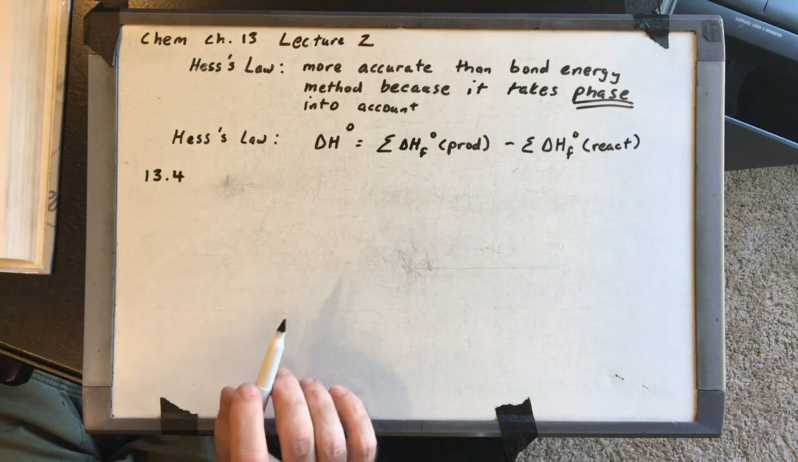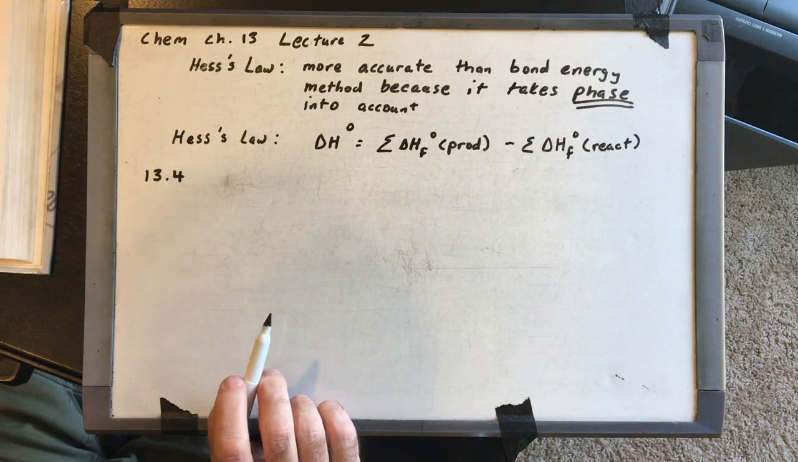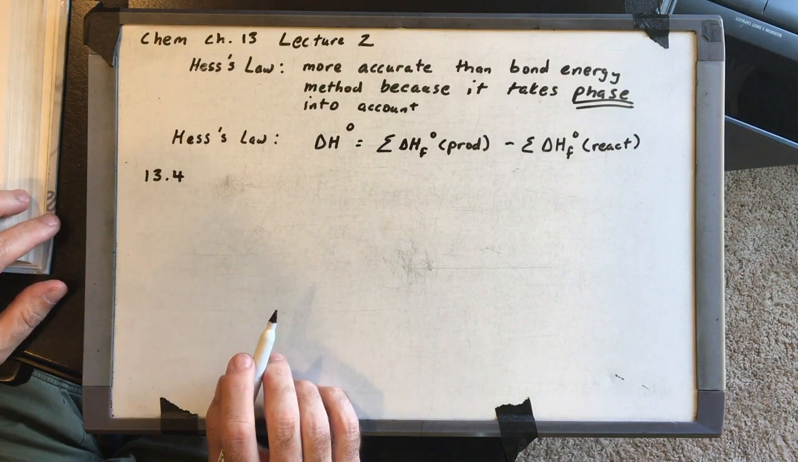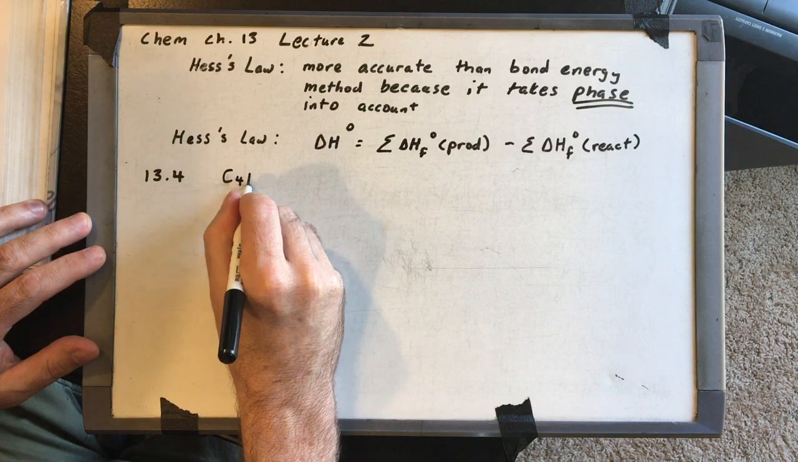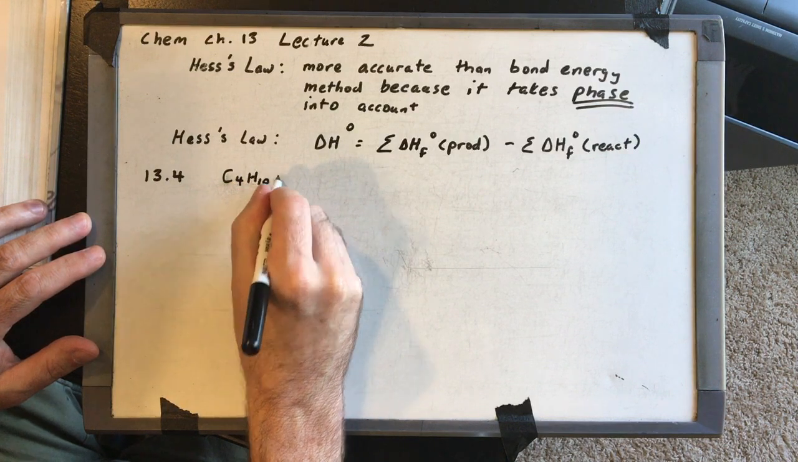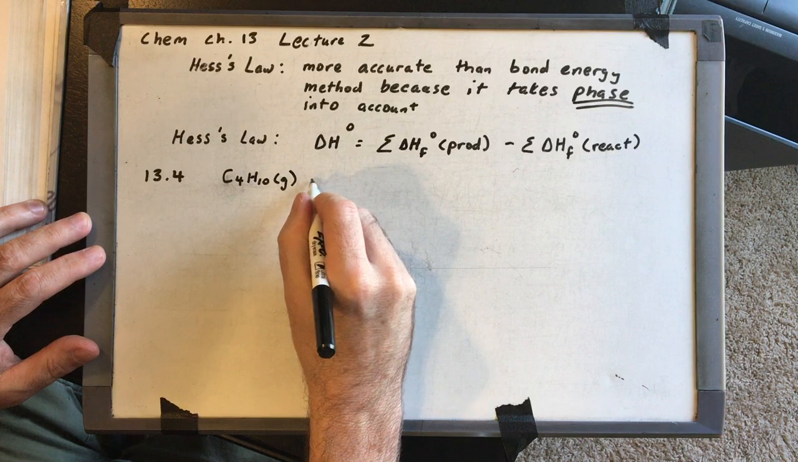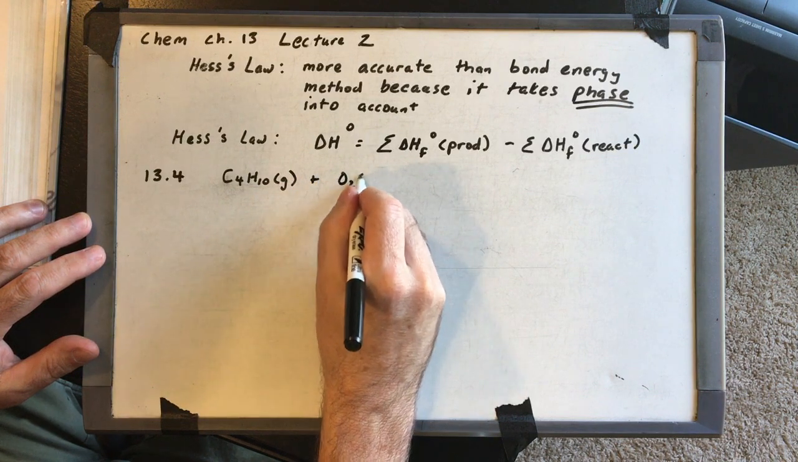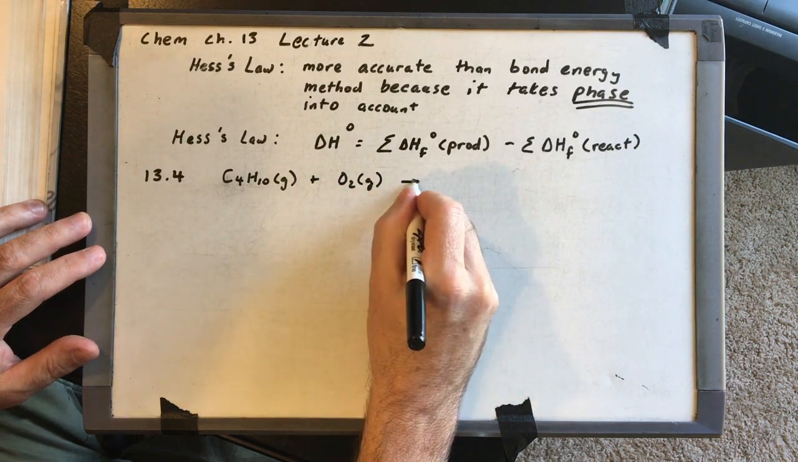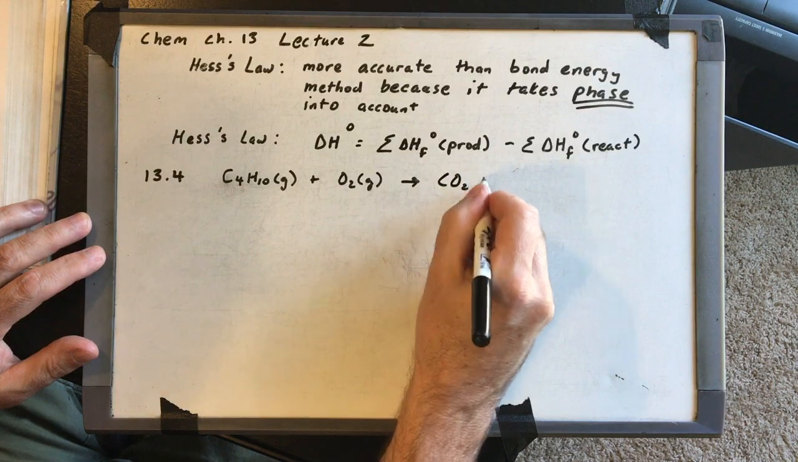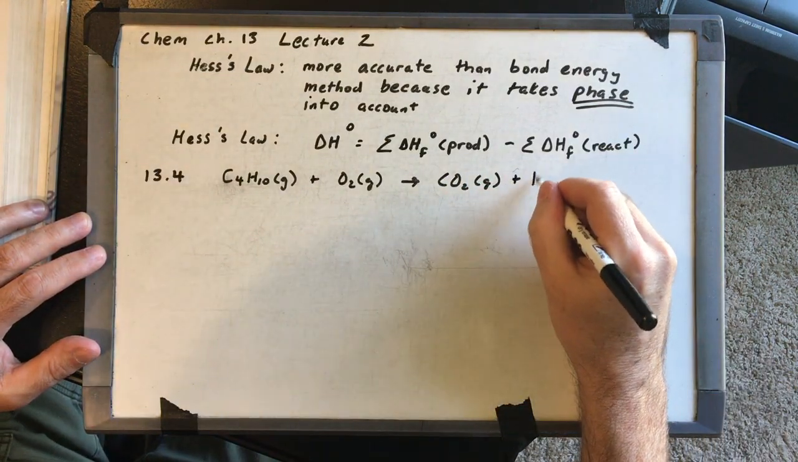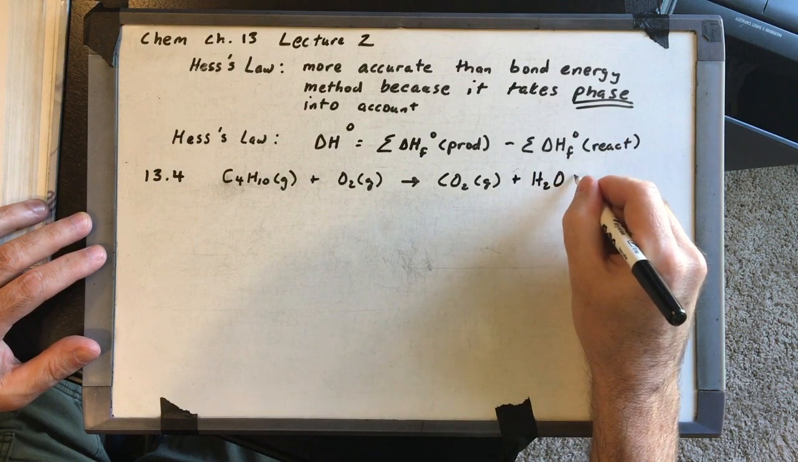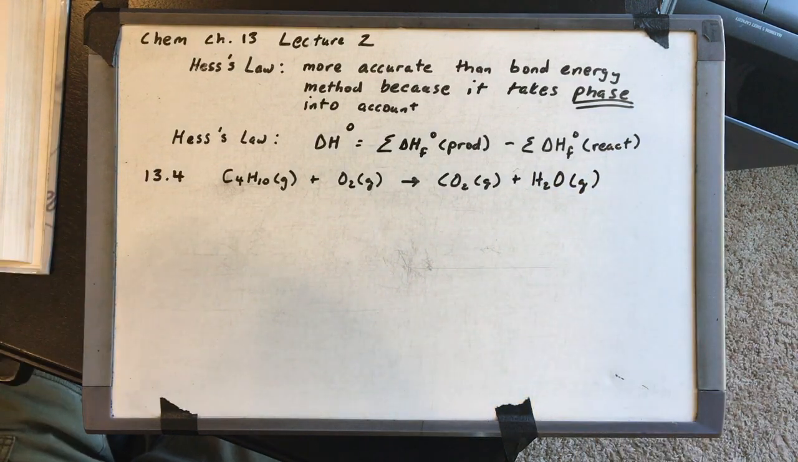And we want to use Hess's law, not bond energy, okay? Because we should know all of the phases. So gaseous butane would be C4H10. It's complete combustion, so plus O2 gas. It's going to make CO2 gas plus H2O gas.